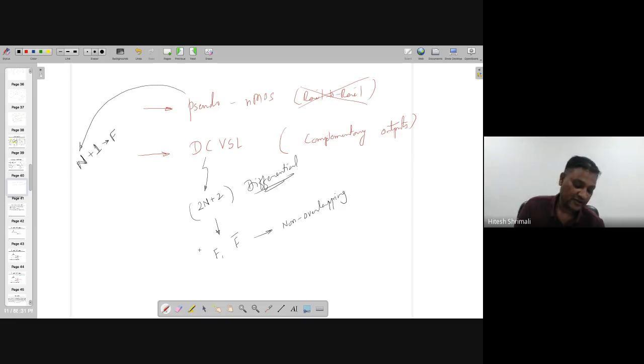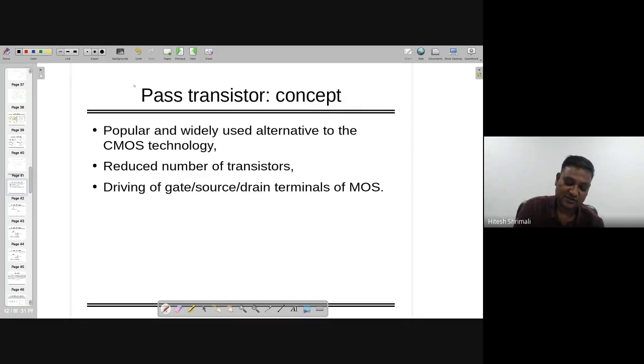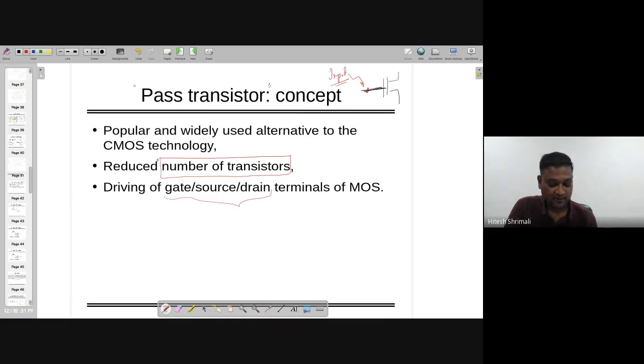So let's look at some other technique which is known as the pass transistor. Till now you must have observed that whenever I gave the input, it was only given to the gate, and I was taking the output from drain or source, right? So I'm proposing that not only input to the gate, but give the input to gate, source, drain, wherever you want. If you give the input to any of the terminals, you will have some advantage in terms of a reduced number of transistors.